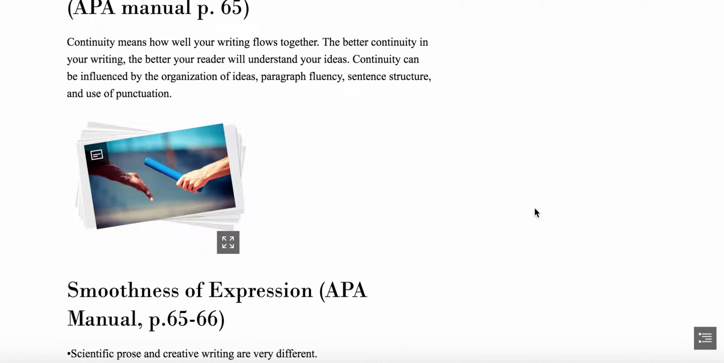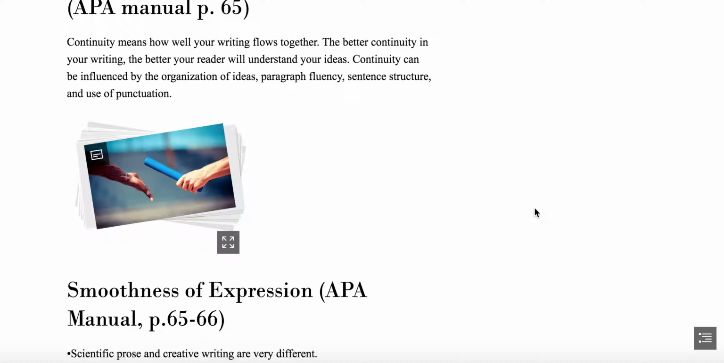Continuity means how well your writing flows together. The better continuity in your writing, the better your reader will understand your ideas. You want to picture your writing as though it is a paved road. You don't want little things to get in there. You don't want little potholes. You don't want rocks. You don't want things that will get in the way of your reader. You want it to be a smooth journey for your reader. Continuity can be influenced by the organization of ideas, paragraph fluency, sentence structure, and use of punctuation.